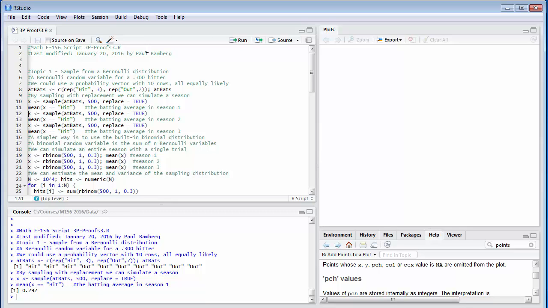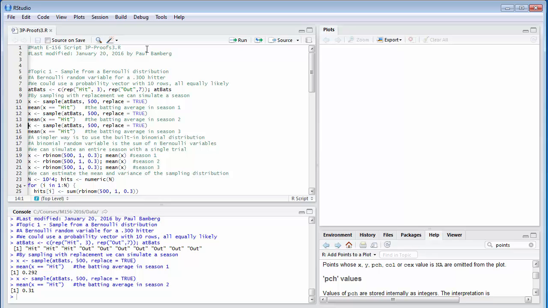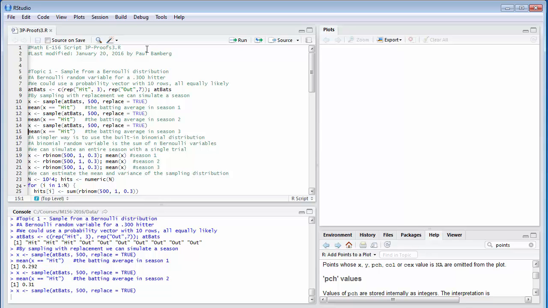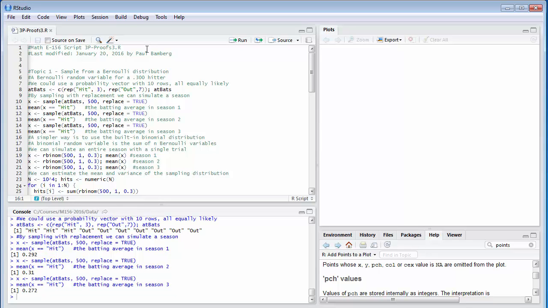We can do the same thing over again. This time, he was a .310 hitter. And this time he was a .272 hitter. Most baseball fans would say, oh, if someone hits .272 after having been a .300 hitter for his career, he's fading. He's in a slump. Something is wrong. But now you see, even with 500 trips to the plate, that can happen quite frequently.